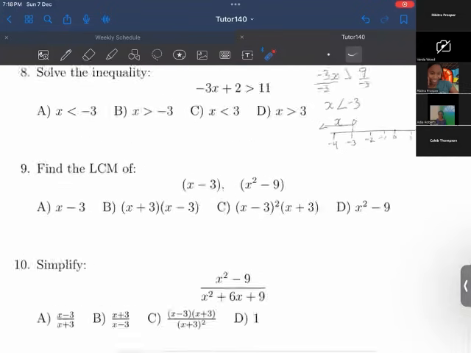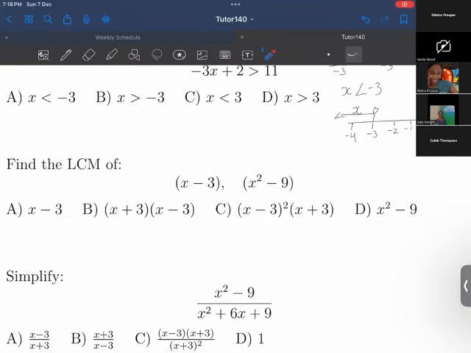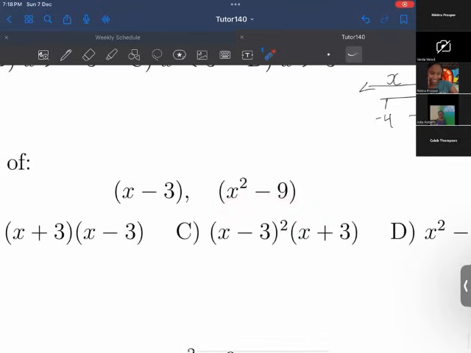So find the LCM of x minus 3 and x squared minus 9. So this question here is a difference of two squares. If you don't remember the formula, that's a squared minus b squared, which is equal to (a minus b)(a plus b).